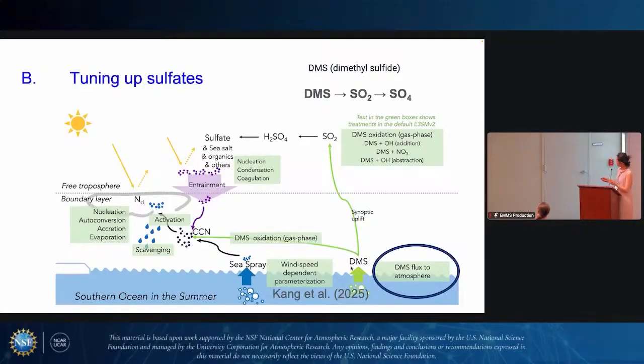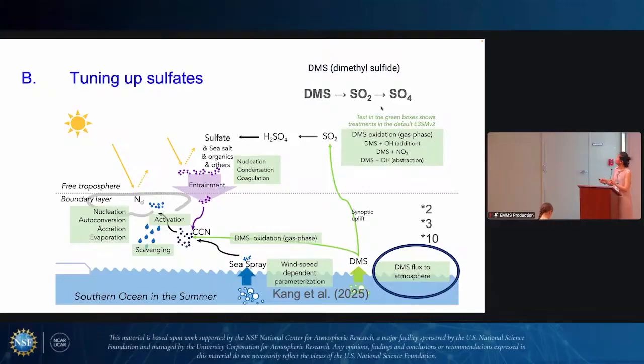For the sulfate, things are more complicated because of the involvement of chemistry, but long story short, the DMS, dimethyl sulfide, released from the open water is transferred and oxidized into SO2 and eventually to sulfate, which can contribute to potential sulfate CCN. In this study, I did sensitivity tests doubling, tripling, and multiplying by 10 the DMS flux as a surface emission to see the sensitivity of the CCN.